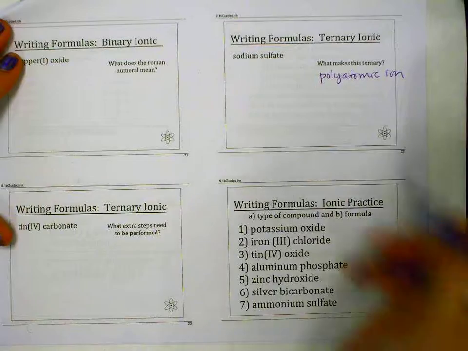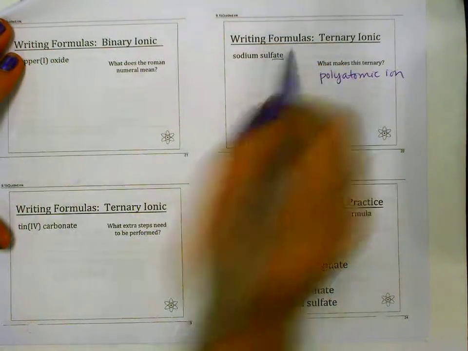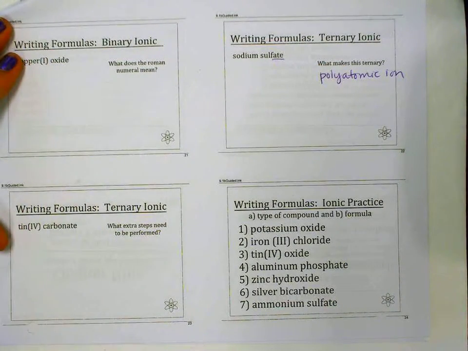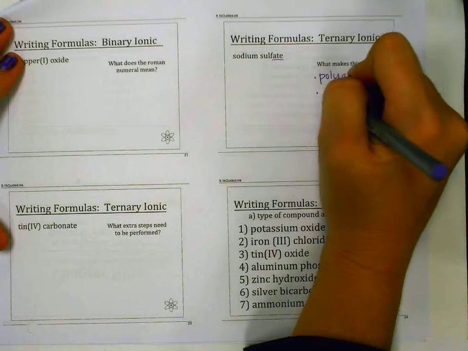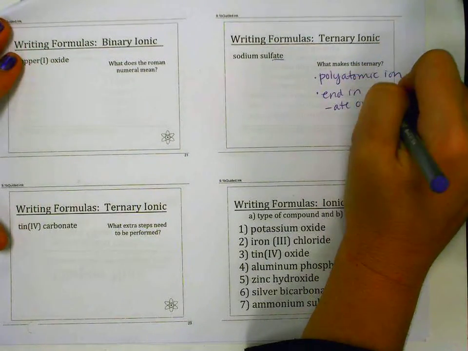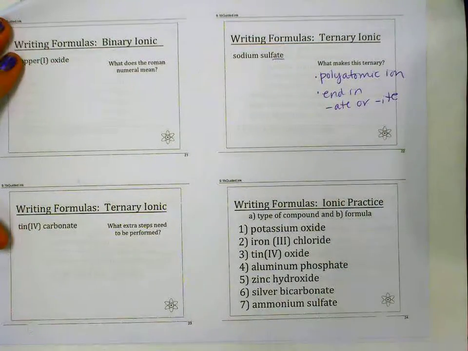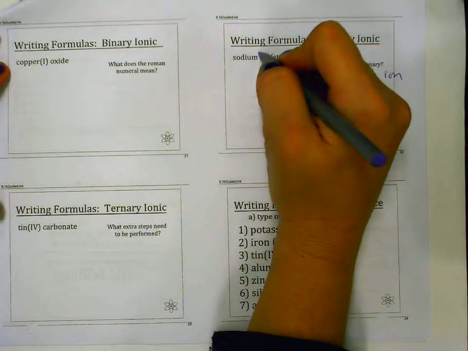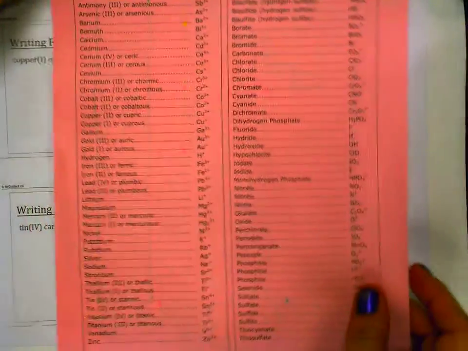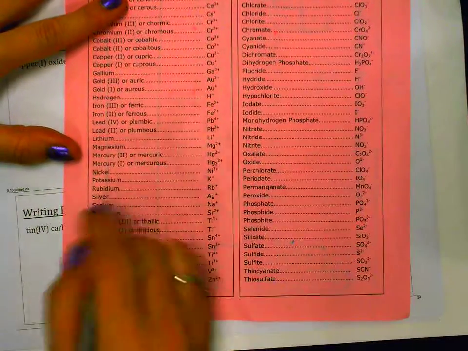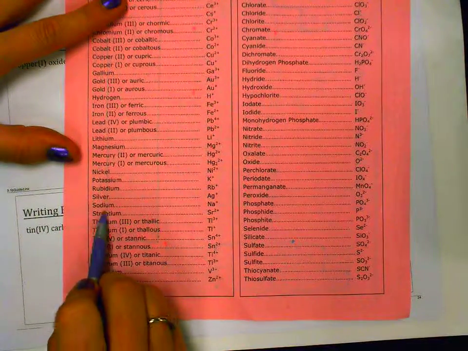The difference is easy to tell because you can tell right away that it ends in ATE. They won't end in IDE, so they will end in ATE or ITE. Makes no difference. The process is still the same. I'm just going to split this in half, and I'm going to look up the sodium. If I look it up on here, or you go by the charges and what group number it's in, sodium is Na with a 1 plus.